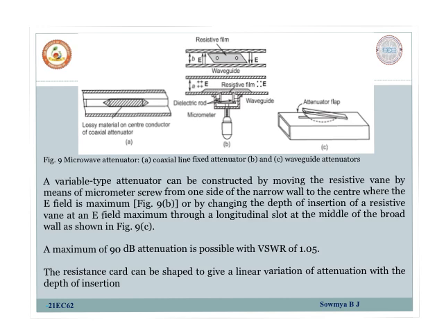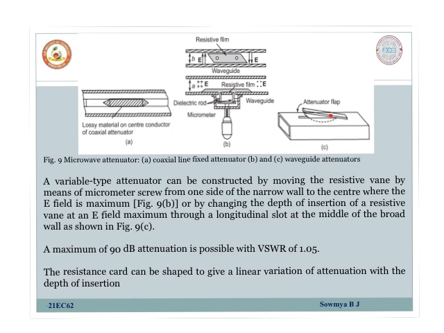One more type in variable attenuators is called the flap attenuator. This is a variable attenuator again. Here, by changing the depth of insertion of the resistive vane at an E field maximum through a longitudinal slot at the middle of the broad wall, we can achieve the maximum attenuation.